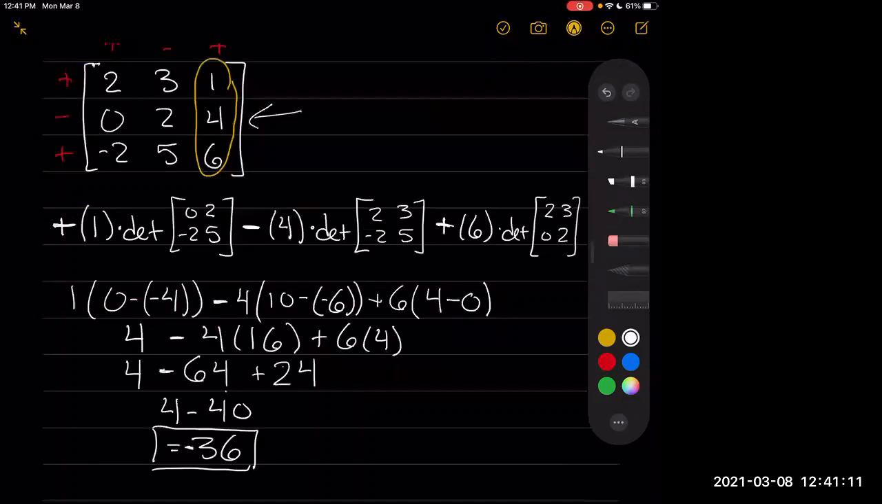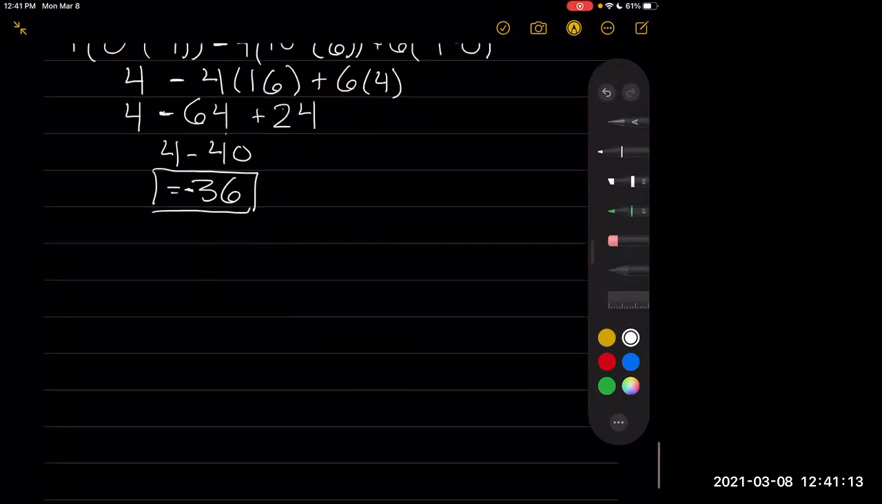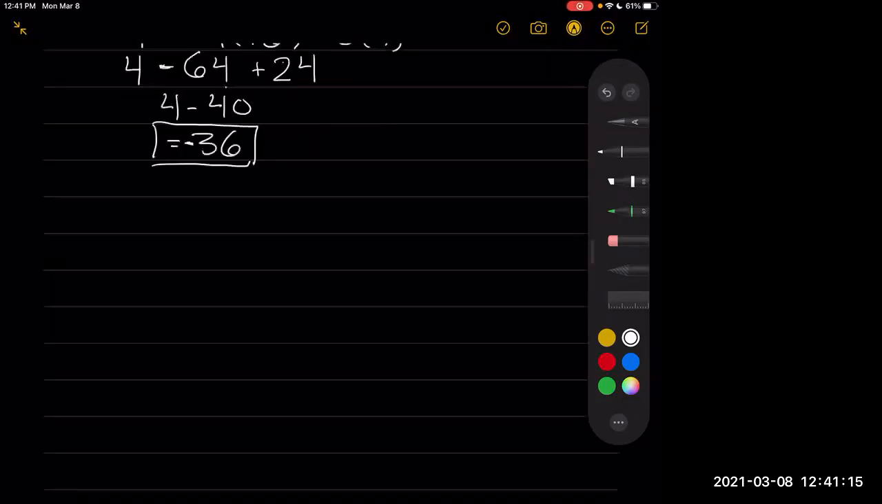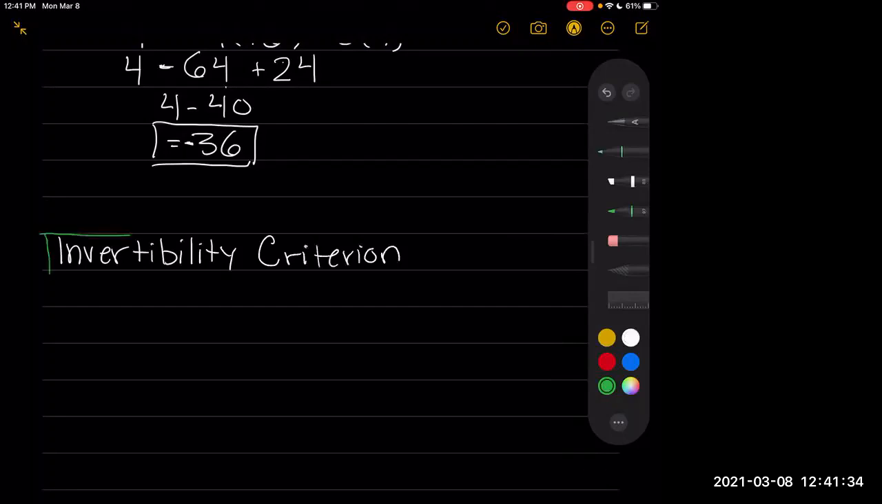So the last thing we're going to learn about in this class is going to be the invertibility criterion. This is pretty important. And if we had had more time, I would have done another lecture about invertibility, focusing on how to find it, but alas.